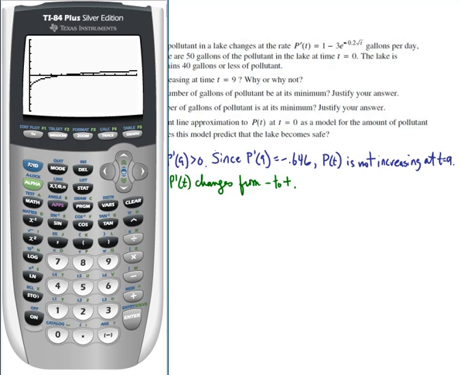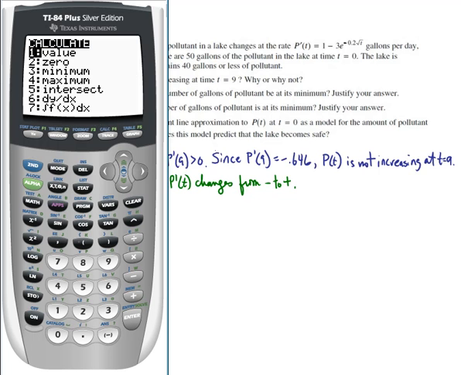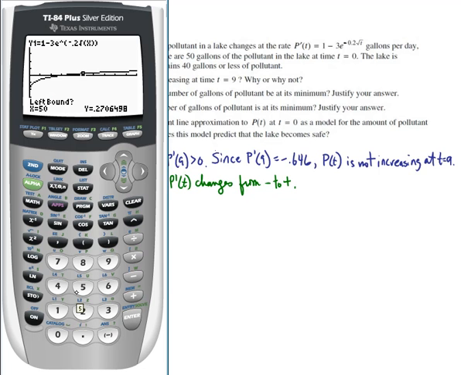Second, calc, option 2 for zeros, the left bound. Now I can either use the arrows or I can type in a number, for example 10, that will put me over to the left, and then the right bound I can put say 50, that'll put me there, and then guess, and it finds it to be at 30.174. And so I write down that this occurs at 30.174, rounded to 3 decimal places, days, or roughly after a month.